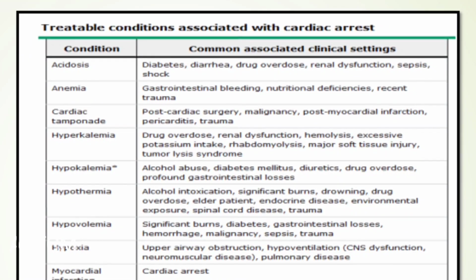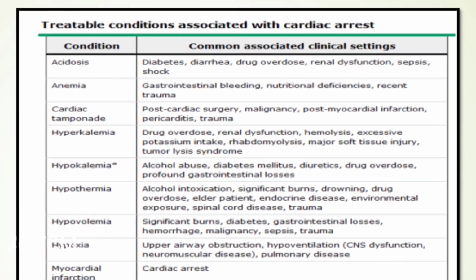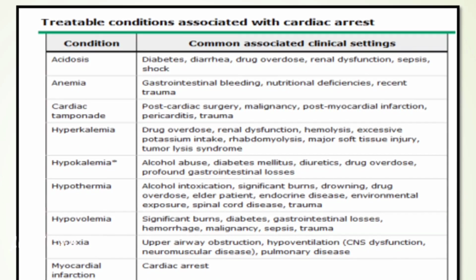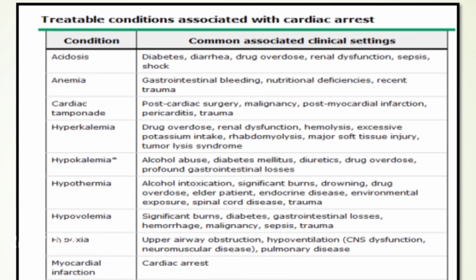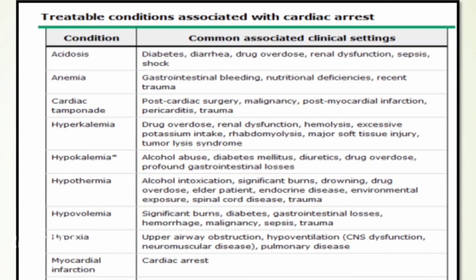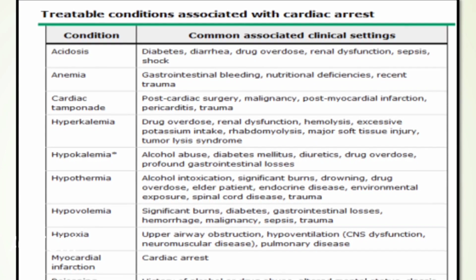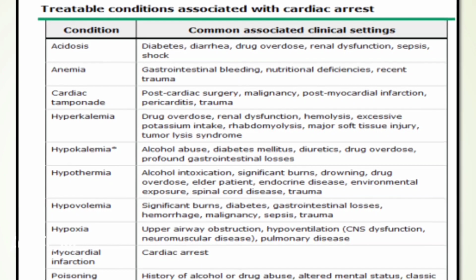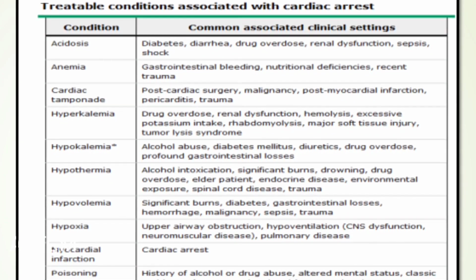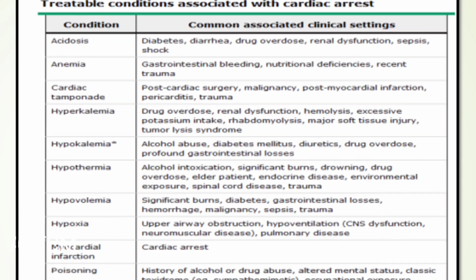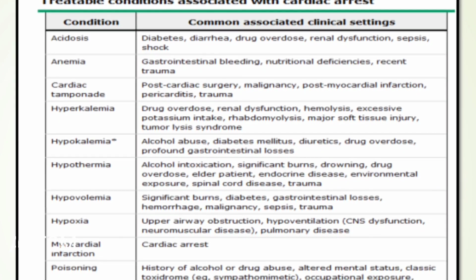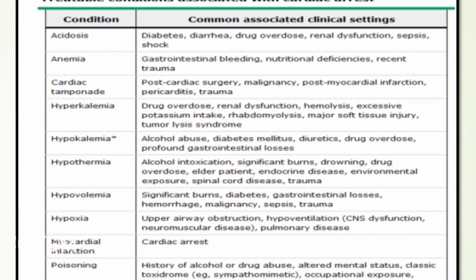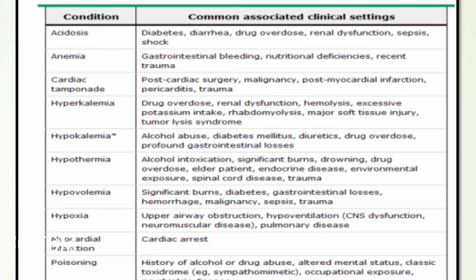Right. So talking about the treatable causes associated with cardiac arrest, one is acidosis, which can be part of sequelae. It could be a part of diabetes, a drug overdose, renal dysfunction, sepsis, shock, etc. The second condition, which is commonly associated in our part of the world, is anemia. It can be because of GI bleeding or recent trauma. Cardiac tamponade, again trauma comes into the picture. Post-cardiac surgery, malignancy, or even pericarditis.